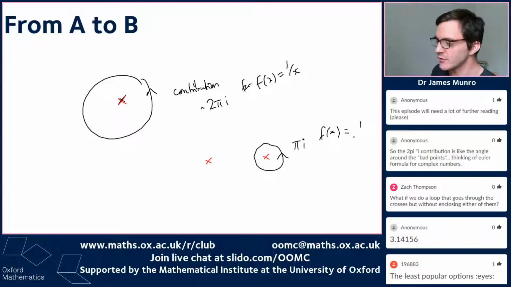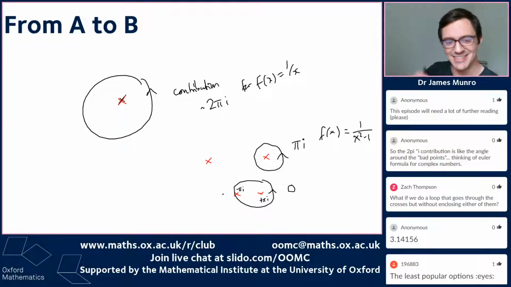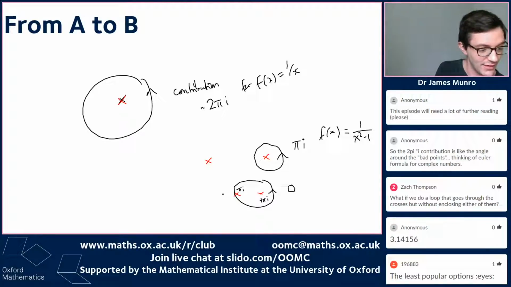So it depends on your function what you're going to see, and it also depends on which points you go around. If I went around that one, then I get one thing. If I go around both of them, for this second function that we saw, then somehow that was 0, which is a bit like a plus pi I from this one and a minus pi I from this one. Somebody said they cancel out. So it's like the things cancelling out.